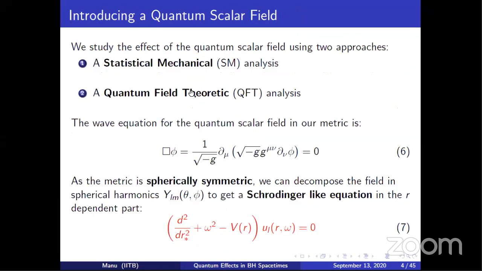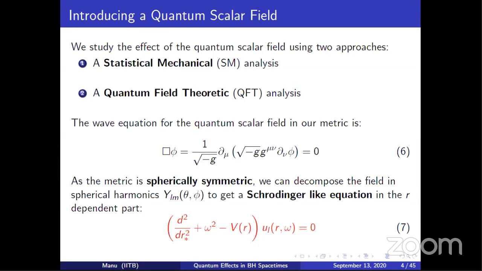So what we do is we study the effect of a quantum scalar. Actually, we include only a massless scalar field using two approaches. One is a statistical mechanics calculation, and the other is a quantum field theoretic analysis. So how do we include the quantum field?